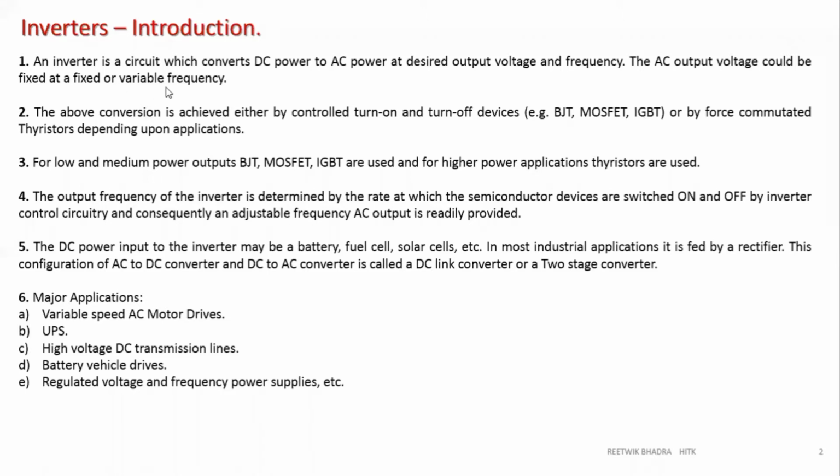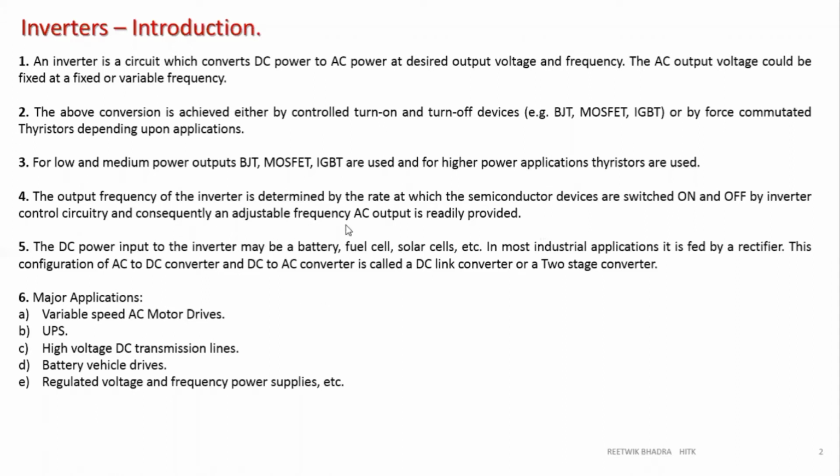Now, how do you get variable frequency? Obviously, there is a switch. You can control the turn on and off period by giving the gate pulse to the switches. That means how you control the switching frequency of the switches will control the output of the inverter. The output of the inverter is determined by the rate at which the semiconductor devices are switched on and off. So how you give the pulses to the switches will decide that your inverter output voltage has an adjustable frequency.